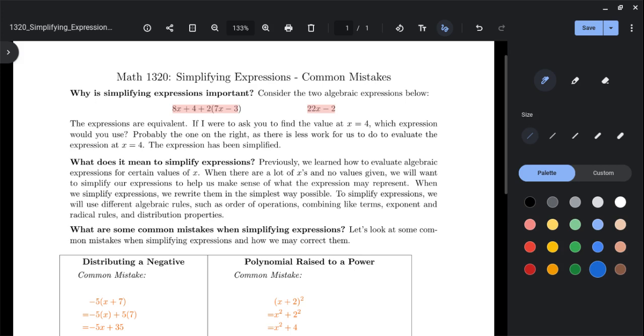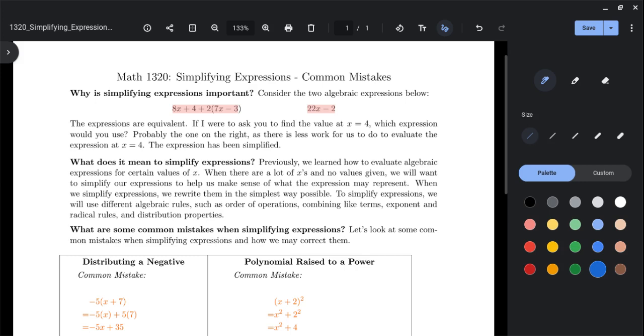But if I look at the one on the left and I plug in 4 for x, I've got a lot to look at. I need to do what's in parentheses, and then I've got some extra multiplication and addition to do. So there's a lot more room for mistakes when we follow our order of operations for that expression on the left, whereas the one on the right, since they're equivalent, should get me the same answer and it takes me fewer calculations. And this expression on the right, 22x minus 2, that's the simplified algebraic expression of the one that's on the left.